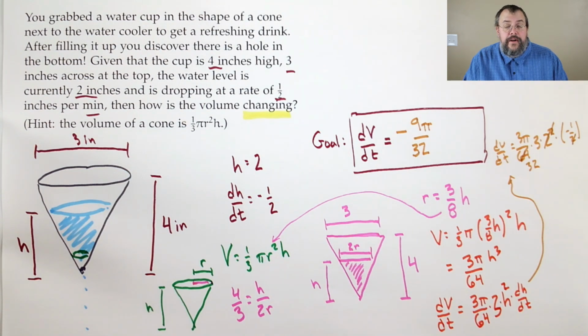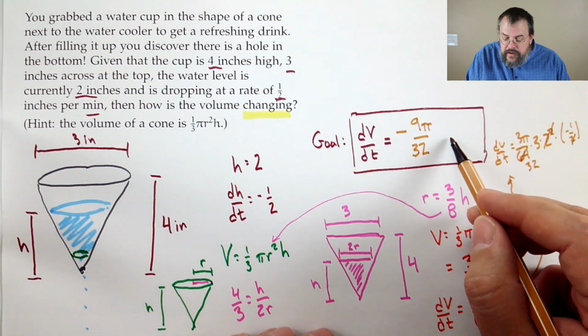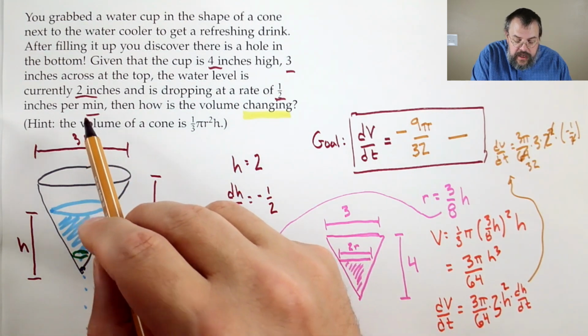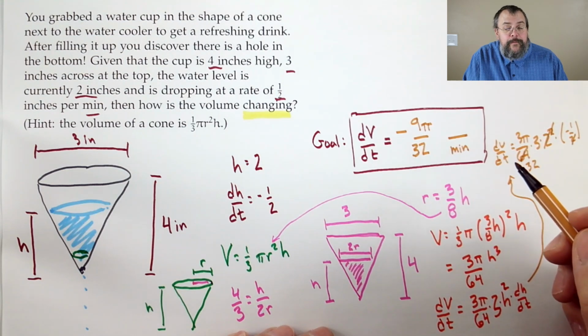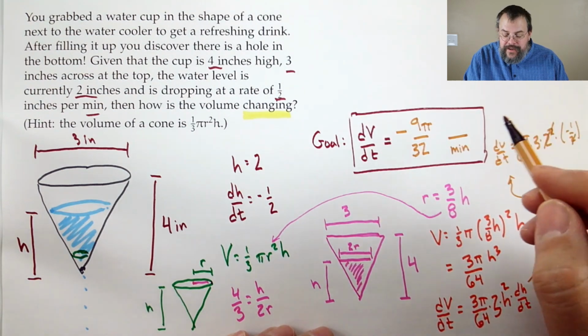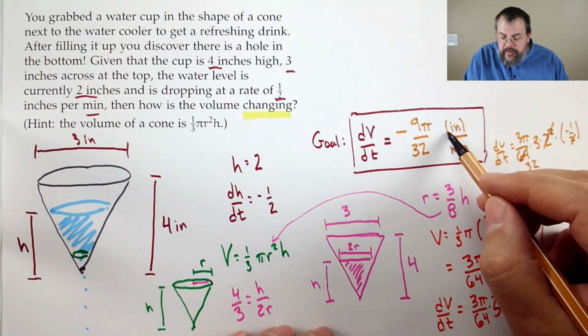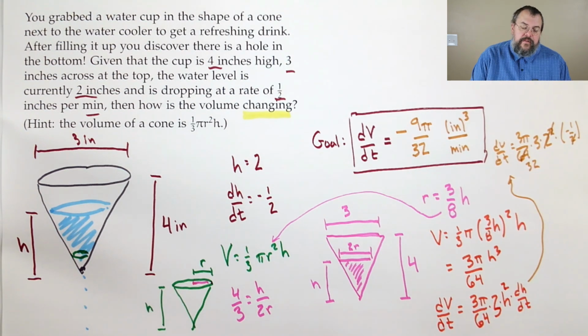Now, can we figure out our units? Well, our units of time, that's going to be in minutes, right? Because look, it's inches per minute. Now, how about units of volume? What is that going to be? Well, how do you find volume? You take your units of size, but it's a size times a size times a size, right? So it's inches cubed. So -9 pi over 32 inches cubed per minute. That's how much water is going to be dripping out of the bottom of our cup.